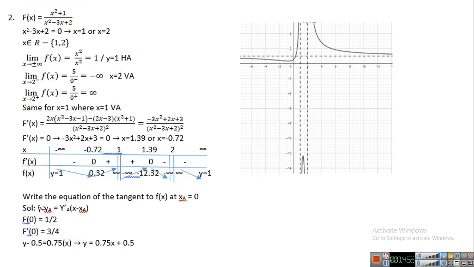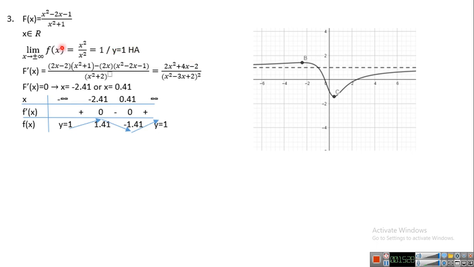Write the equation of the tangent at x of a equal to 0. The equation of tangent is, you took it last year also, y minus y of a equal y prime of a into x minus x of a, and I gave you x of a. If you replace x of a by 0, you have half. You want f prime of half. If you replace it here, it will be 3 over 4. You just replace here y of a by half, y prime of a by 3 over 4, and x of a is 0. So you get the equation of tangent.